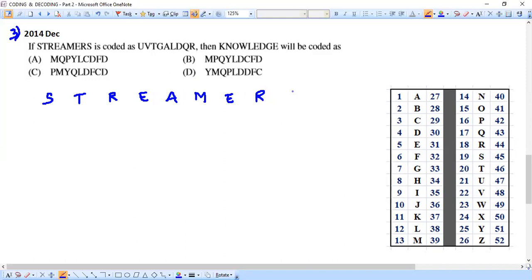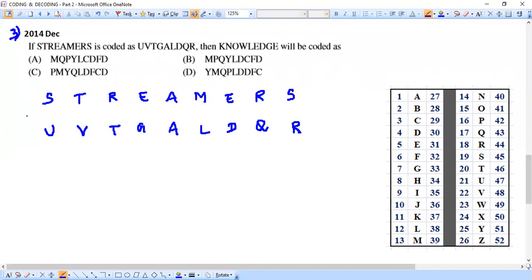Streamers, so this is a 9-letter word actually. Yeah, fine. So the streamers is coded like what? We will see it here. So the streamers is coded as U, and correspondingly we have to respectively take it. Okay, it's even more important. Don't write it without a proper order. Try to write it exactly one below the other. That would give a nice pattern. It will be easy for us to make the calculations also. That's why UVT, then we have G, then we have A, then L, D, Q, and R. This is what we have.